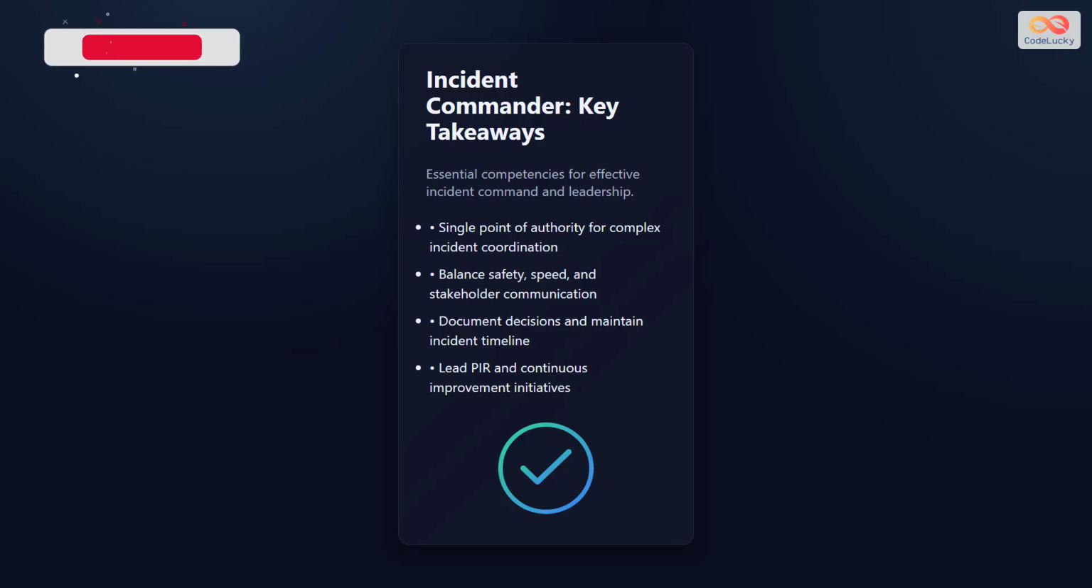Remember these essential points about the incident commander role. The incident commander is the single point of authority, centralizing decision-making during complex incidents. Balance safety and speed carefully, making trade-offs that consider both user impact and system stability. Always document decisions and maintain an accurate incident timeline, as this information becomes critical for the post-incident review and continuous improvement. Finally, lead the post-incident review process and drive the organization toward better practices for preventing similar incidents in the future.